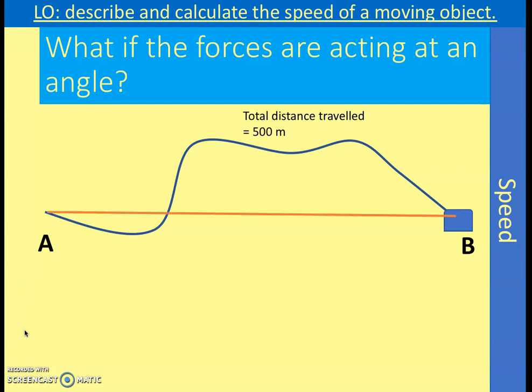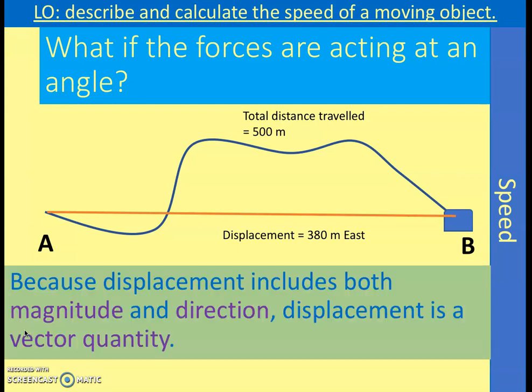So if we look at it, the distance of that car driving was 500 meters, but actually the displacement is only 380 meters to the east, because displacement just talks about straight lines, but it does give us the actual direction. So because displacement includes both your magnitude and your direction, displacement is therefore a vector quantity. So like I said, we did cover all of this in our very first lesson, so it should just be a recap for you.